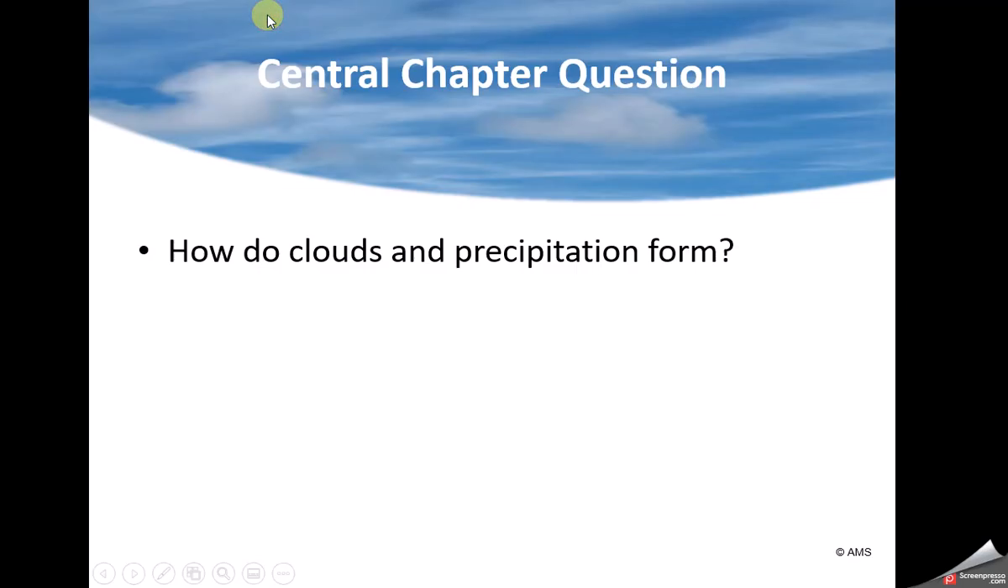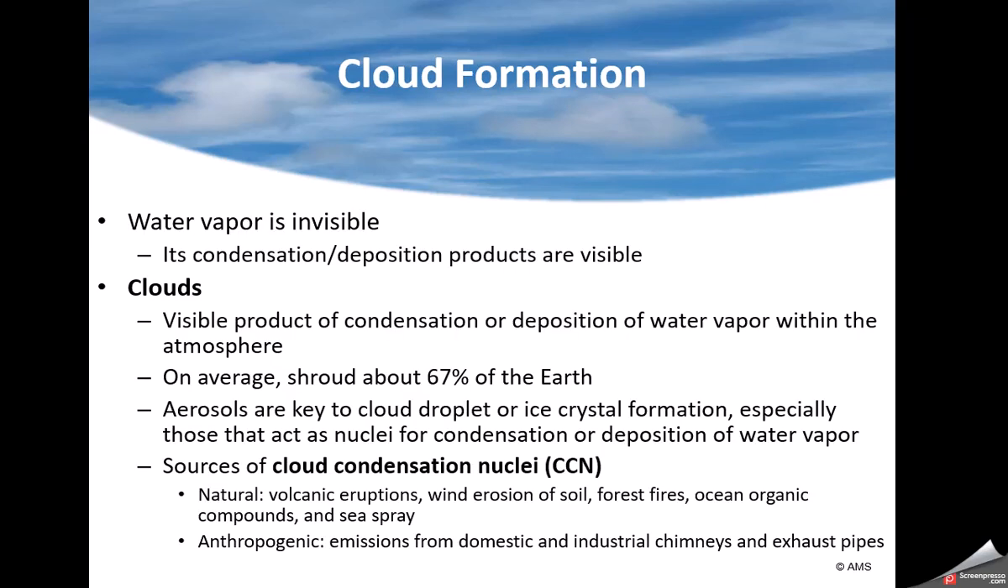First, we've got to figure out how clouds form. Believe it or not, it's not a simple process. And then from clouds, precipitation forms. So water vapor is invisible. When it's there, we can't see it. Clouds are the visible part. They're water. On average, about 67% of the Earth has clouds. And we're about to learn that every cloud has cloud condensation nuclei in it.